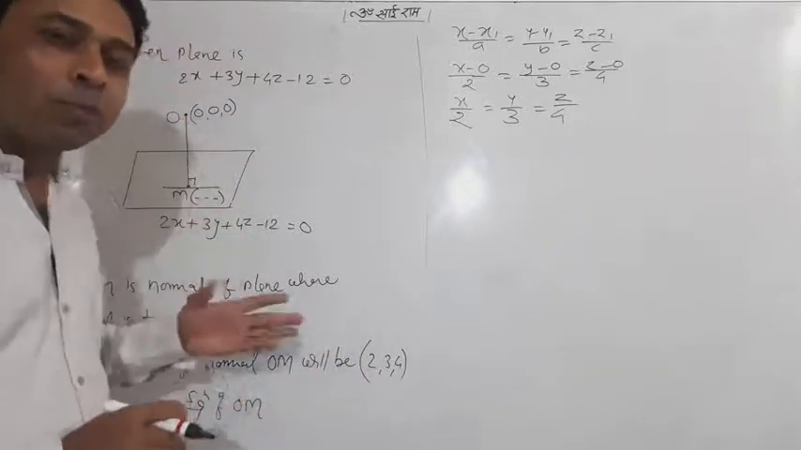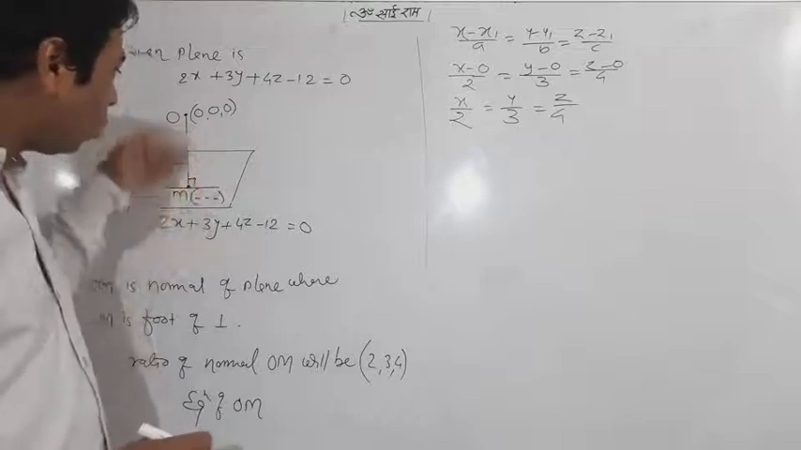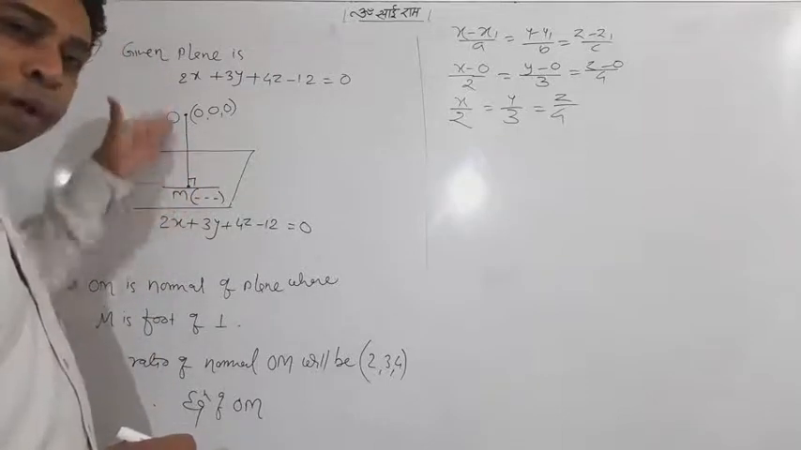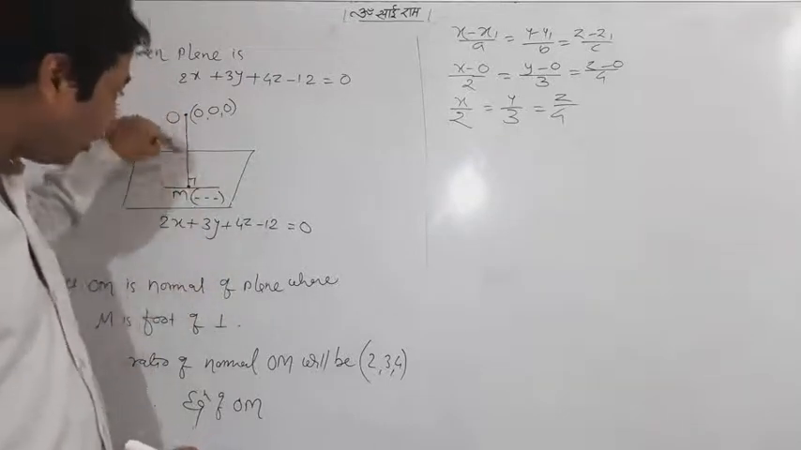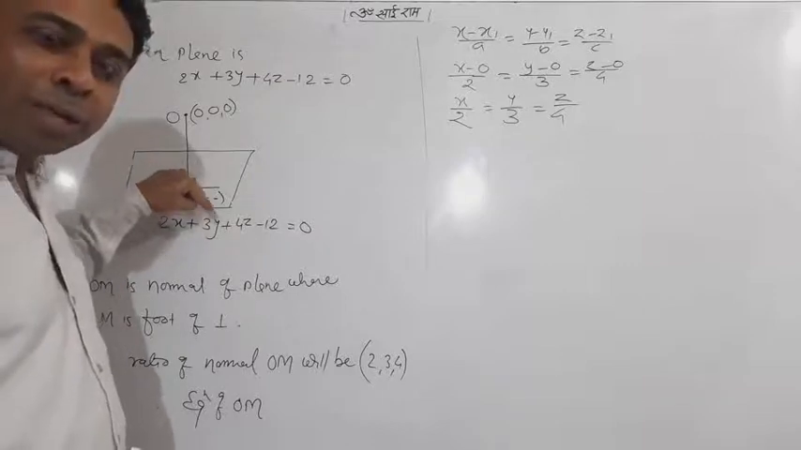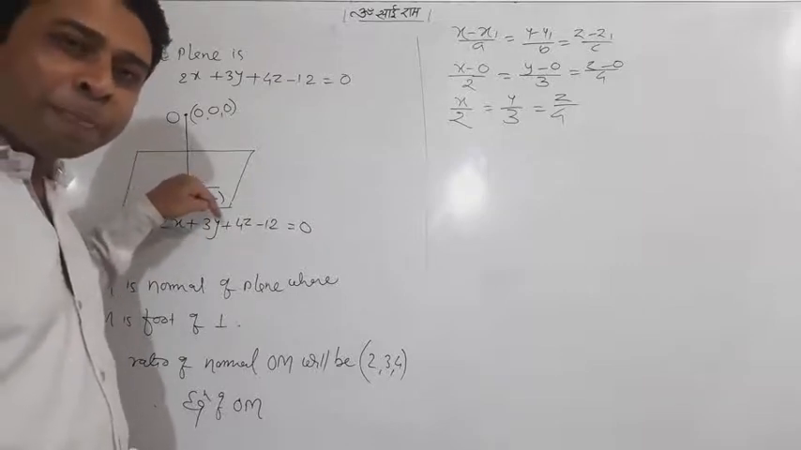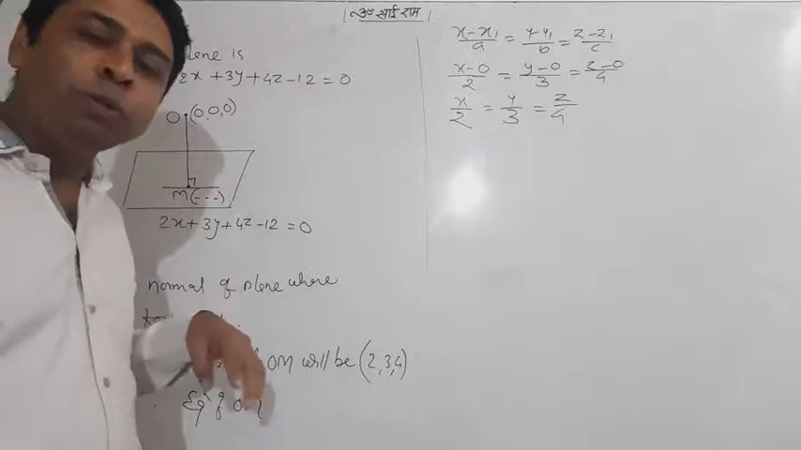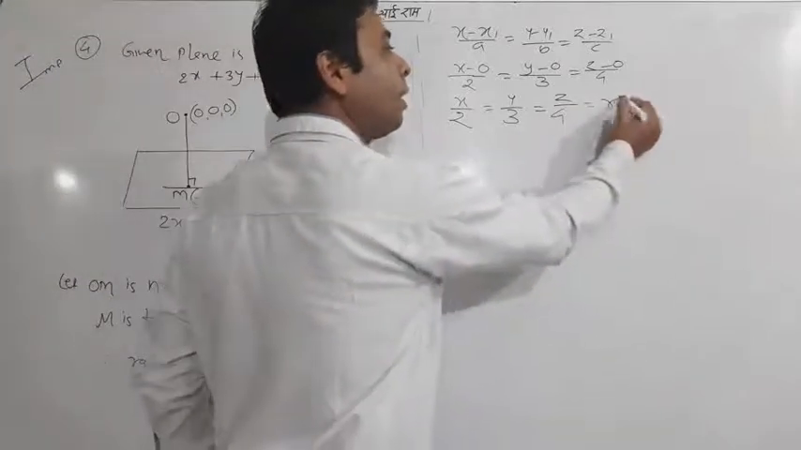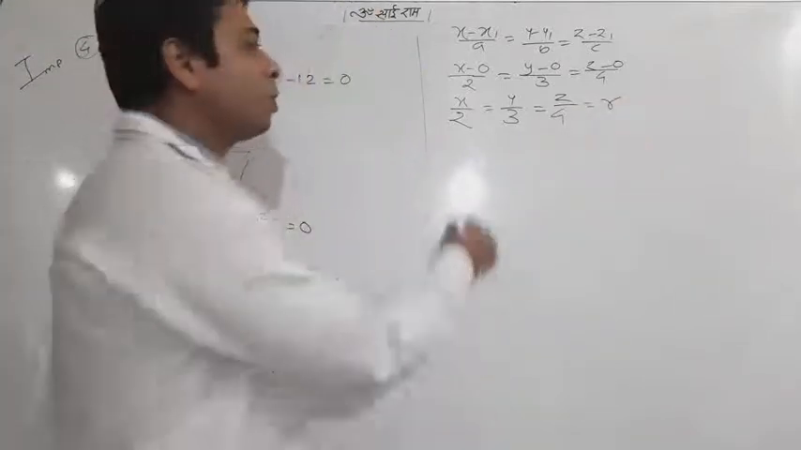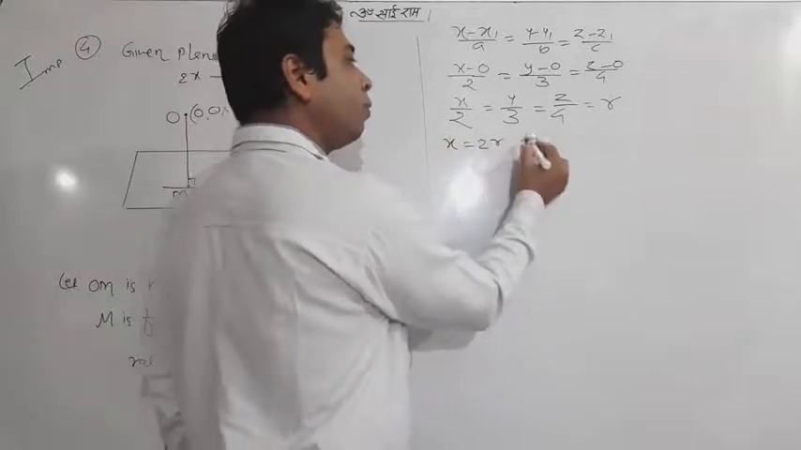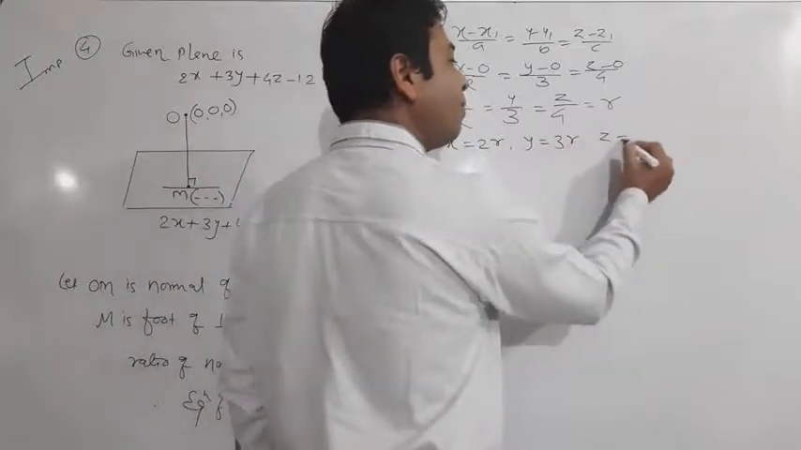So M is, in my opinion, also any point on the line OM. You know, M is lying on the line OM. So M is any point on the line. So if you need to find any point on the line, take it equal to r. The procedure I have already explained. So x we have got as 2r, y we have got as 3r, and z we have got as 4r.